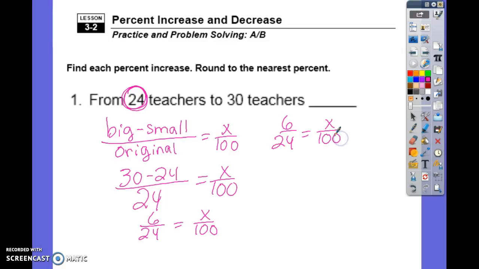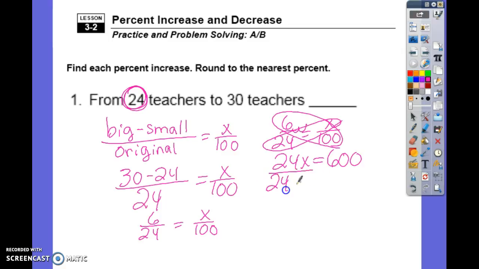We're going to solve our proportion by doing cross products. 24 times x is 24x. 6 times 100, remember when we multiply by 100, our decimal moves 2 places to the right, so we get 600. Then to solve our proportion, we need to divide to isolate our variable. So we'll divide both sides by 24. Our 24s will cancel. Then we need to divide 600 divided by 24.